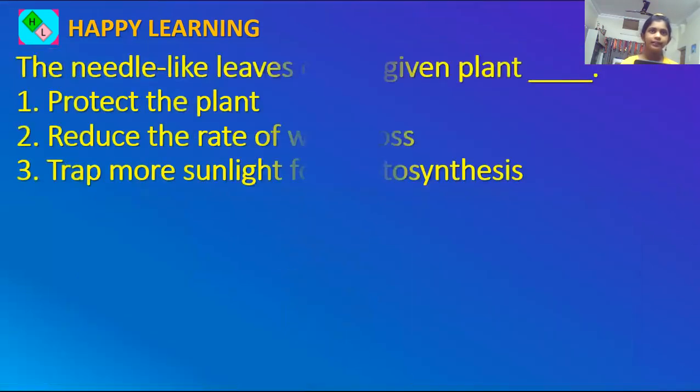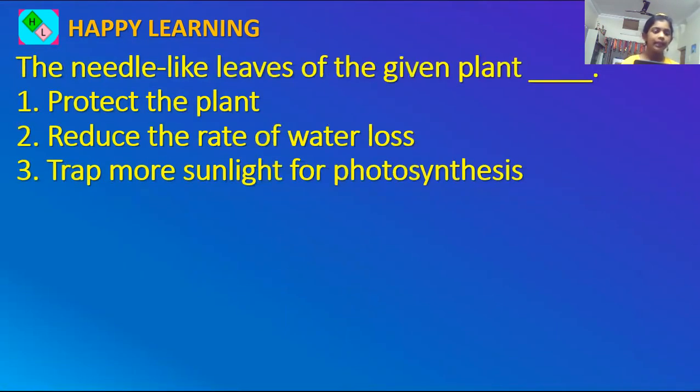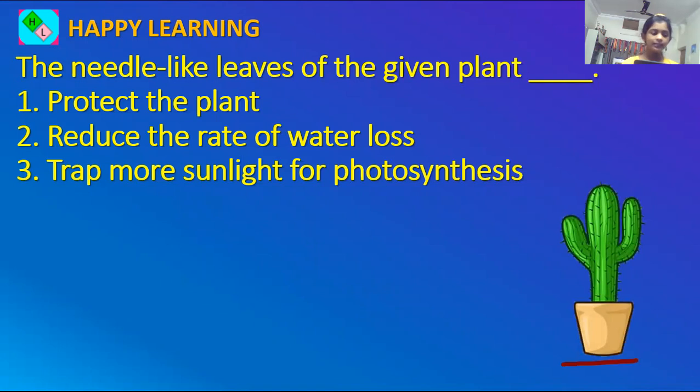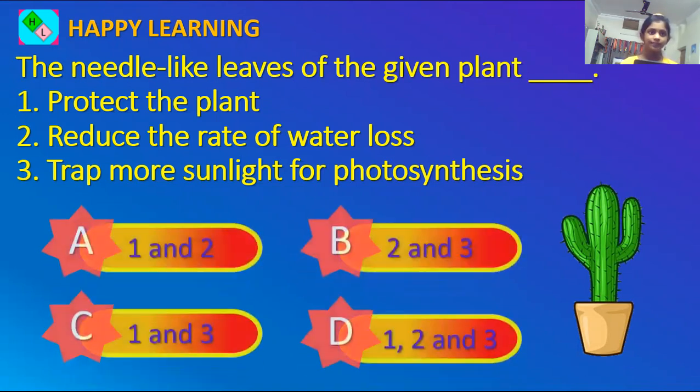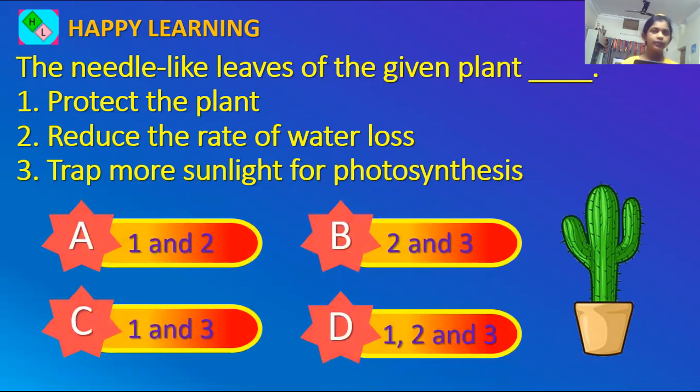Our first question is: the needle-like leaves of the given plant dash. The given plant is a cactus. First, protect the plant. Second, reduce the rate of water loss. Third, trap more sunlight for photosynthesis. The options are A, 1 and 2; B, 2 and 3; C, 1 and 3; D, 1, 2 and 3.